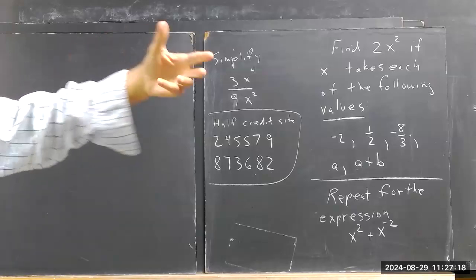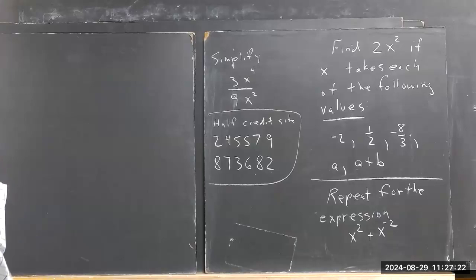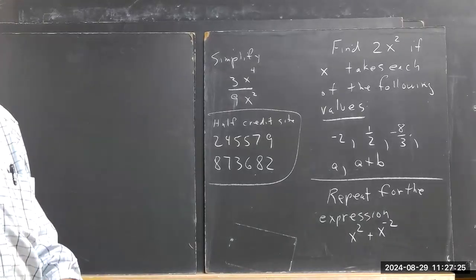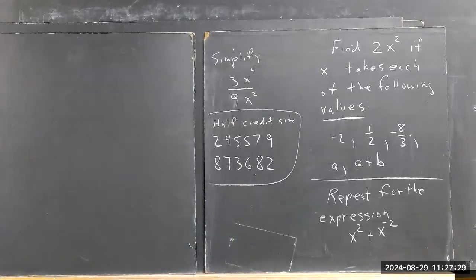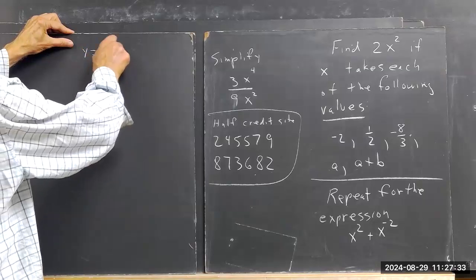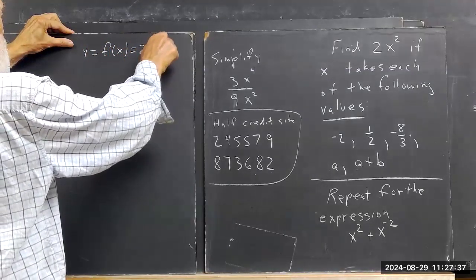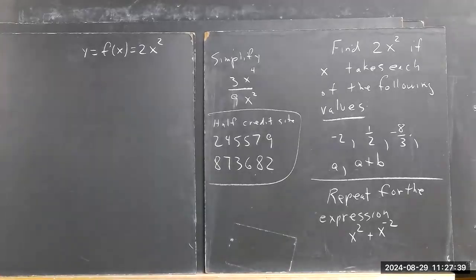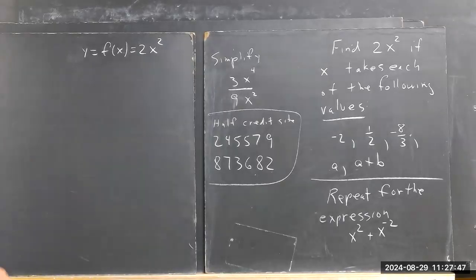So the point is, function notation is really important. So we're going to introduce it today. Hopefully, you've already seen it. Hopefully, you're in better shape on function notation than I was when I started out. Okay, so I'm going to write y equals f of x equals 2x squared. If you don't know what that f of x means, well, you've seen it at least, and I will explain it in a little while.